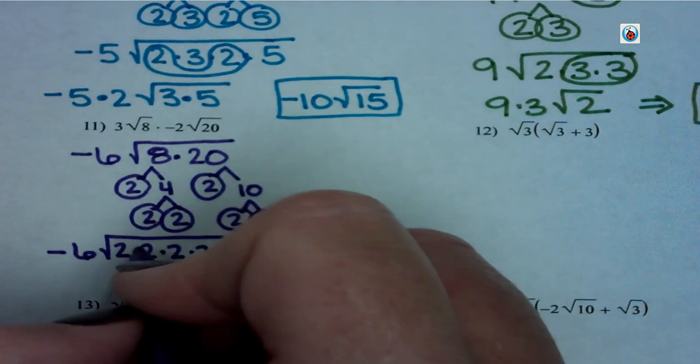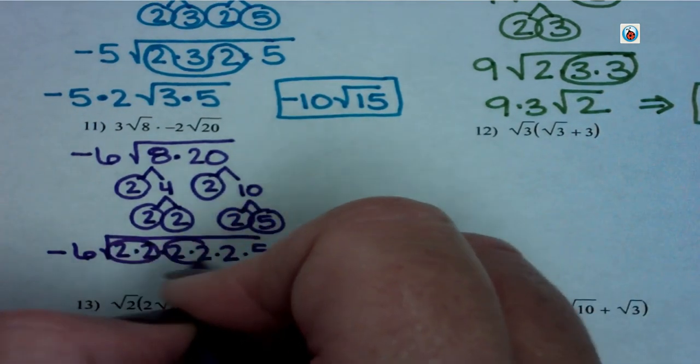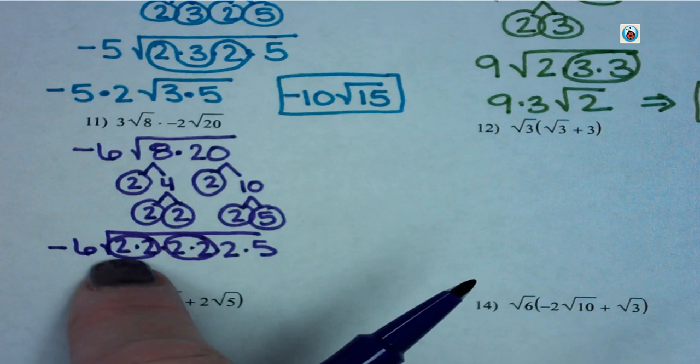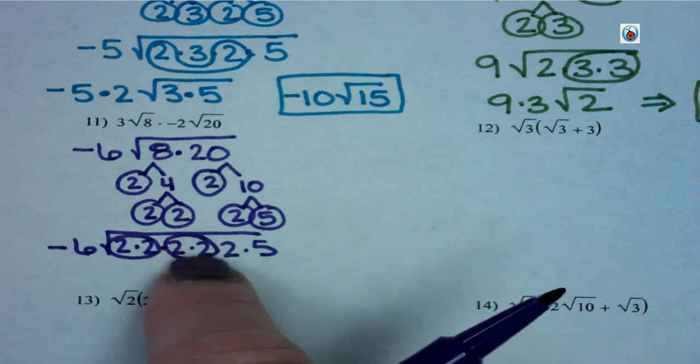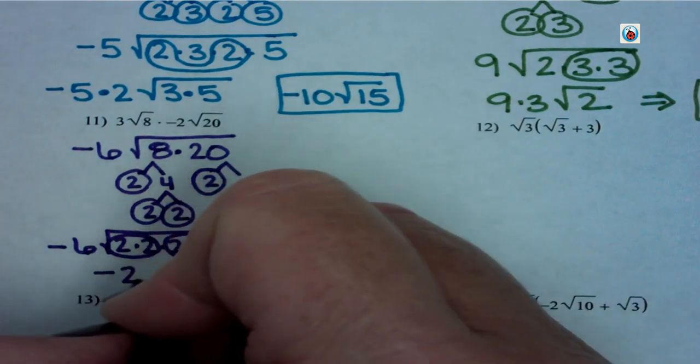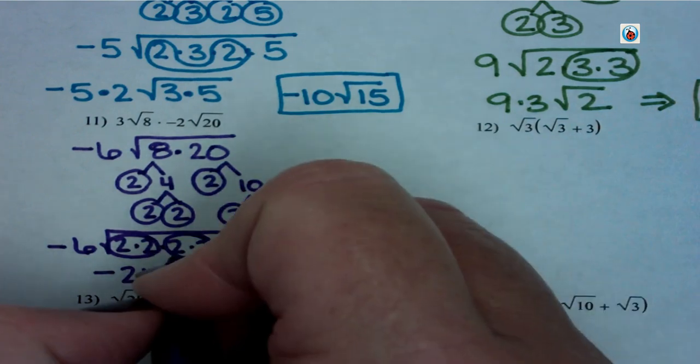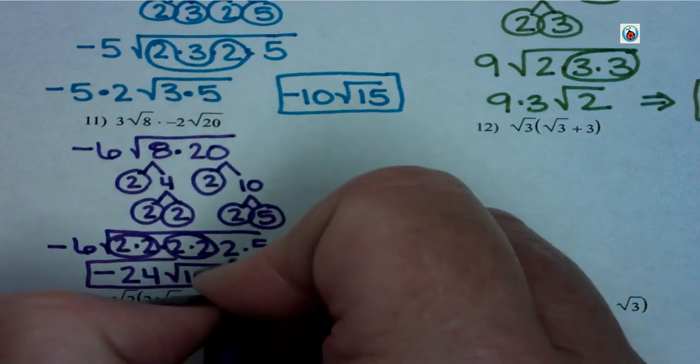Now I need pairs, so I have a pair of 2, another pair of 2s. So remember, I'm going to multiply those when they come out. So this becomes -6 times 2, which is -12 times 2 is -24. And then I'm going to multiply what's left inside, which is 10. So we have -24 radical 10.